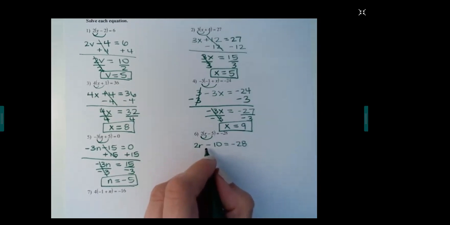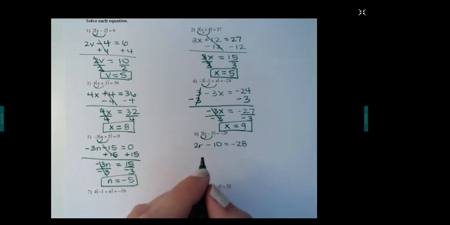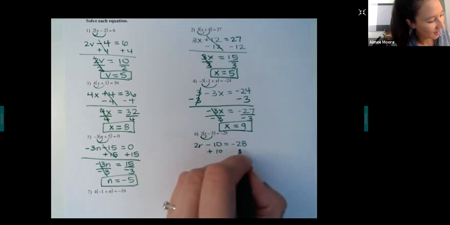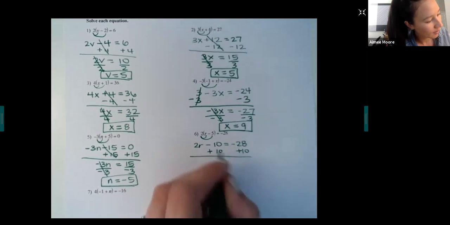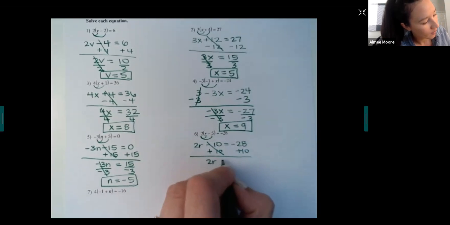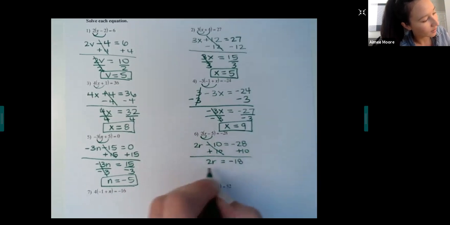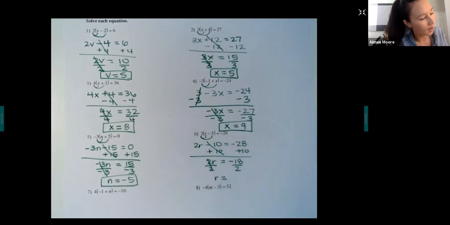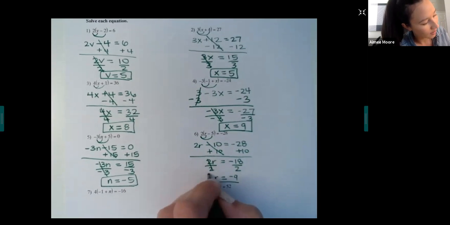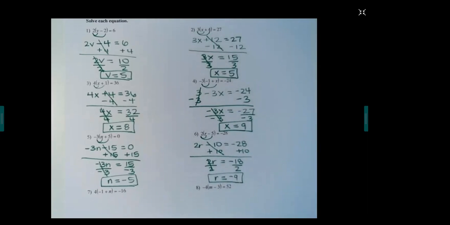So you would add 10 to each side. Good. And that will give you 2r equals negative 18. Excellent. And then you divide by 2 on each side. Yep. And r equals? R equals negative 9. Fantastic. Very good.